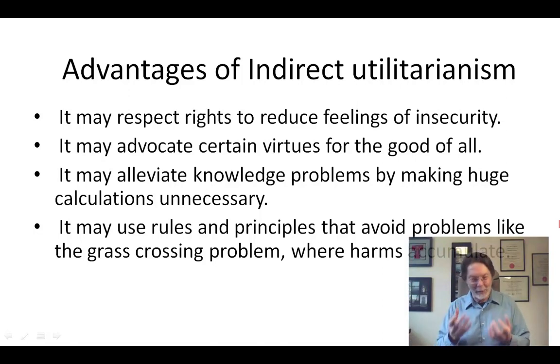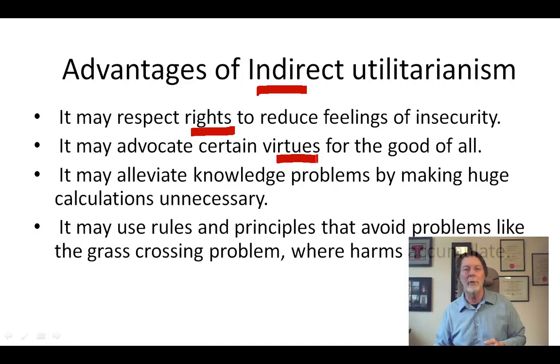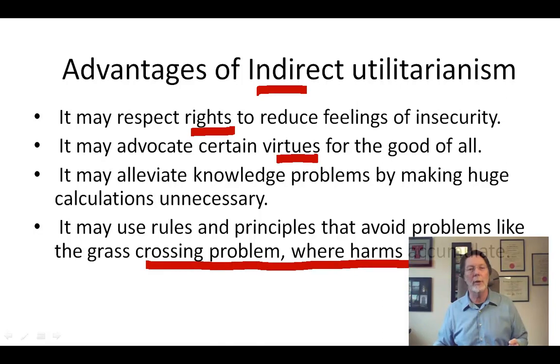And we would be better off from a utilitarian viewpoint, right? We'll maximize aggregate happiness if we respect rights instead of making utilitarian-type decisions each time we face a problem. So the indirect utilitarian can bring back in rights, can bring back in virtues. It can help with knowledge problems by making the huge calculations unnecessary. We just have a rule to follow. We don't have to do a huge cost-benefit analysis every time we want to do something. And it can avoid things like the grass crossing problem where harms accumulate, as I mentioned before. So it has certain advantages. Maybe this is a better way to think about utilitarianism.